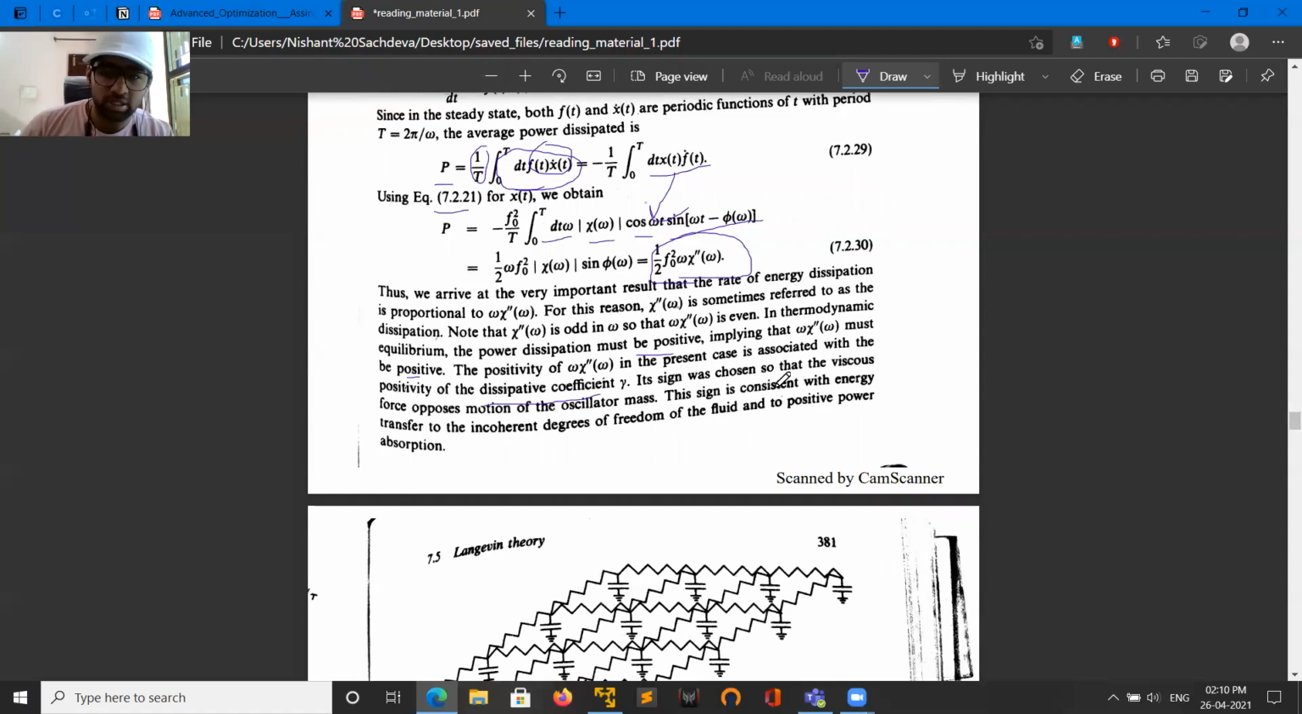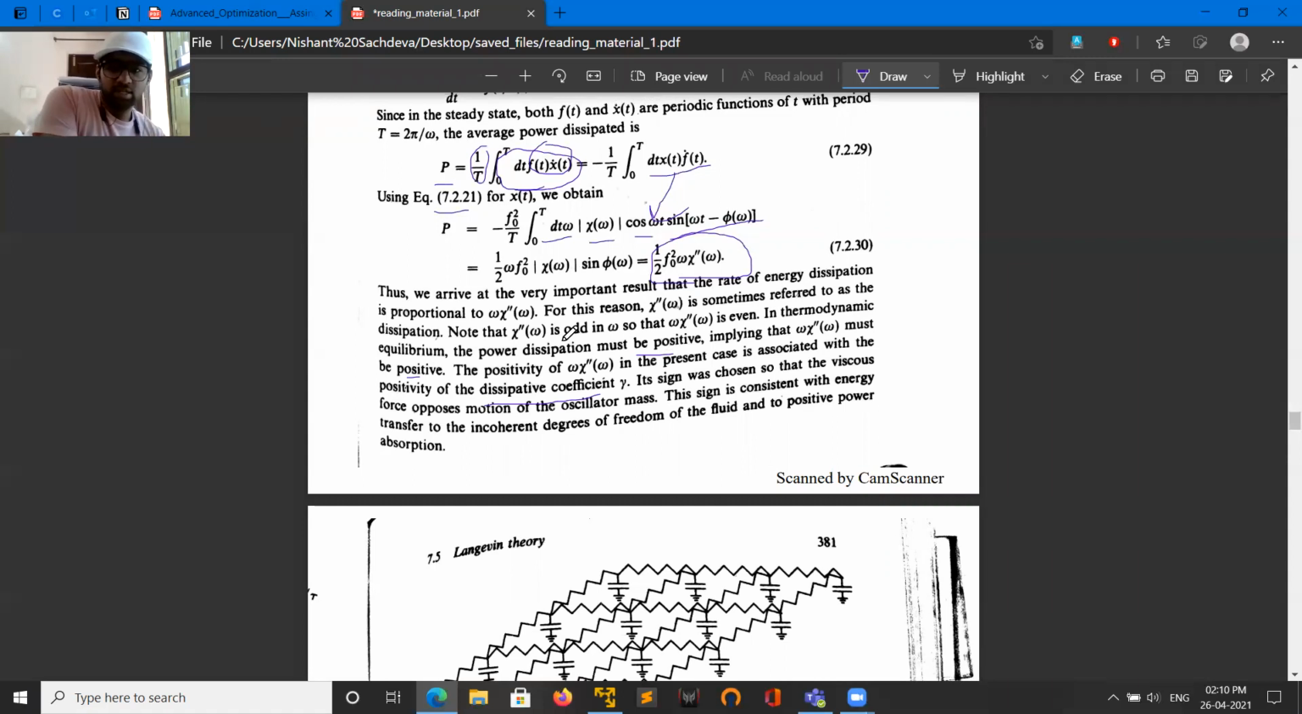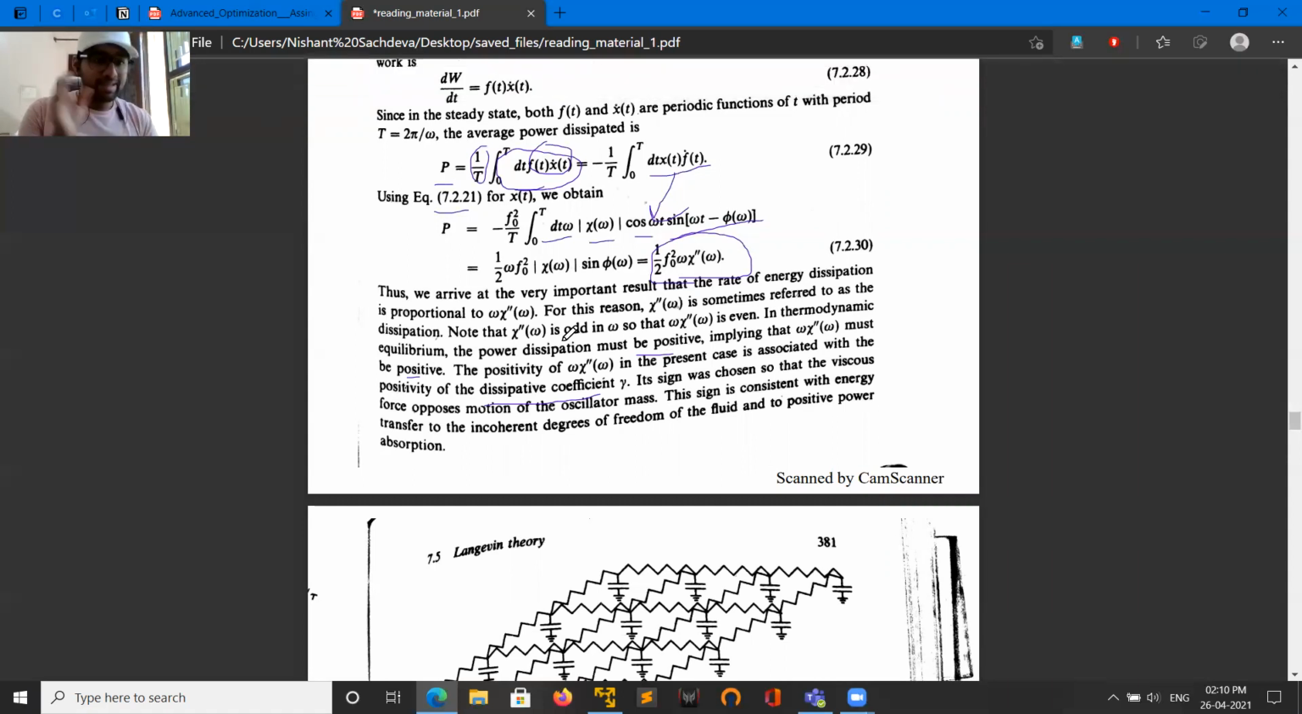Its sign was chosen so that the viscous force opposes the motion of the oscillator mass. The sign is consistent with the energy transfer from the mass to the incoherent degrees of freedom of the fluid and to positive power absorption.